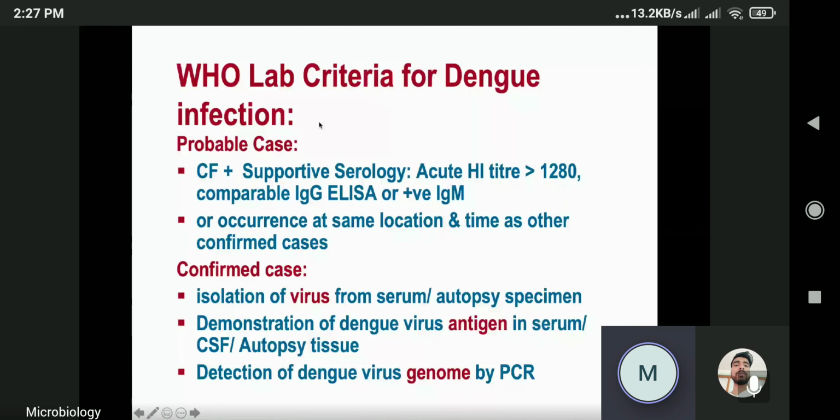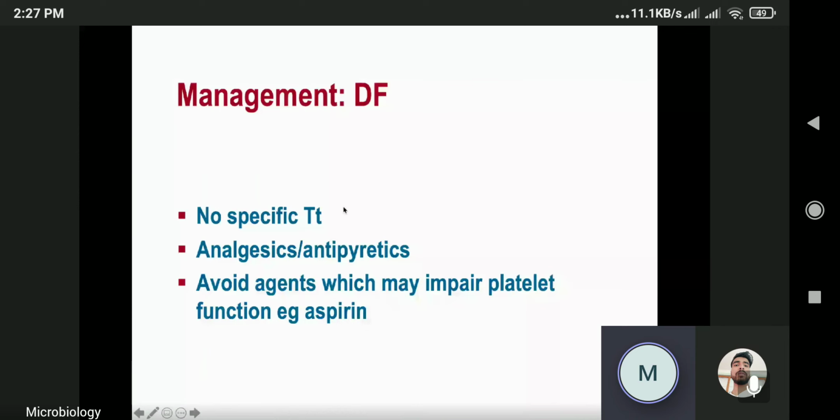And management, there is no specific management. Some supportive management is there because there is no treatment for the virus. So you will manage the platelet count, you will manage the fever, you will manage the myalgia, and you will manage the possible hemoconcentration, that means symptomatic management. If you are able to do the symptomatic management of the patient, then the patient can be saved, otherwise there is no treatment. That is the management part, so you will manage the symptoms.